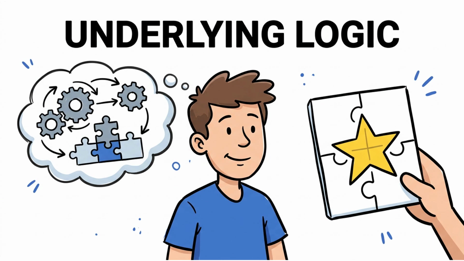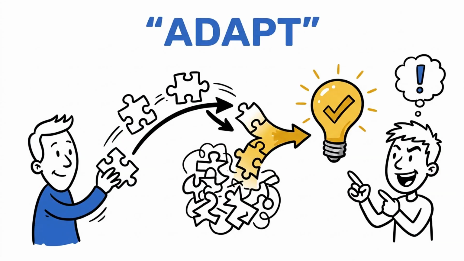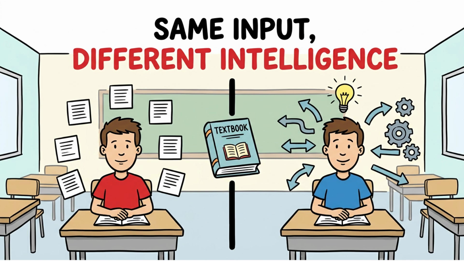So when a brand new problem shows up, one they have never seen before, they don't panic. They reason through it. They adapt the logic they already understand to a situation they've never faced. Same classroom, same textbook, two completely different kinds of intelligence.